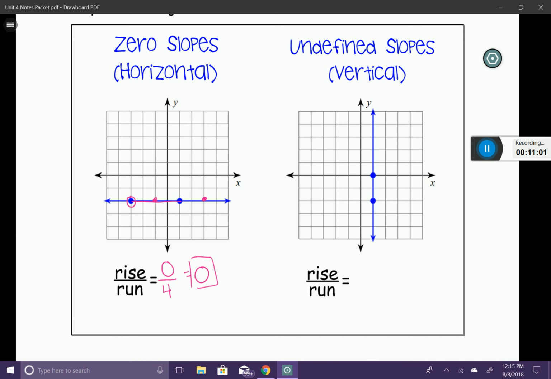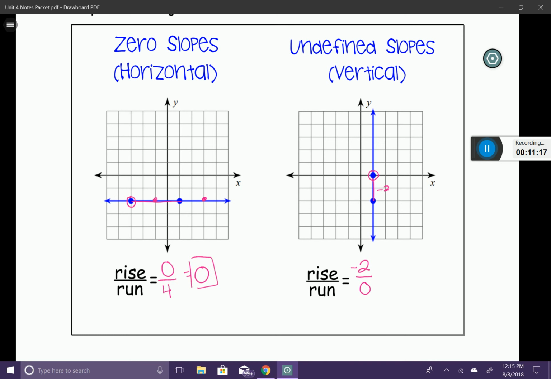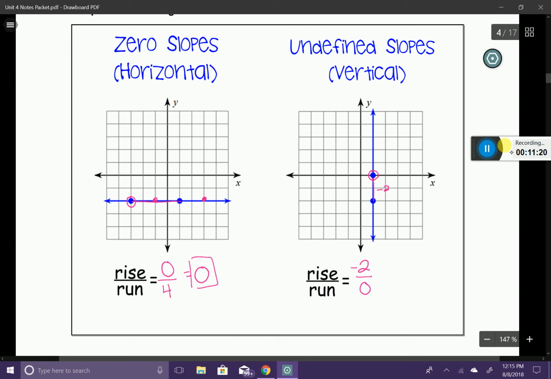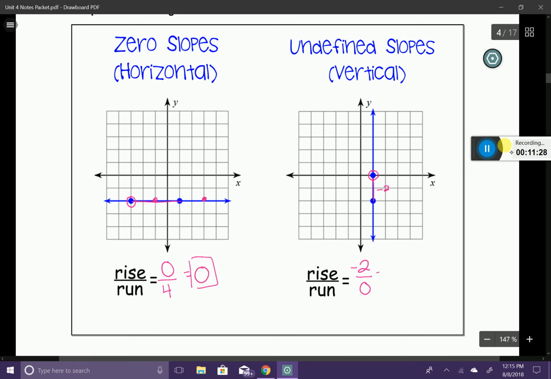Okay, and the last one, I'm going to go ahead and just pick this point here, and I'm going to rise -2, and I'm going to run 0 because I'm not moving left to right. So my rise is -2 and my run is 0. Now, if you would like, take your graphing calculator out and try to take -2 and divide it by 0. And your calculator is probably going to say something like, error, you can't do that. You cannot divide by 0. You can never do that. Therefore, this is going to be undefined. And I usually like to indicate that by UND, undefined. This is an undefined slope.